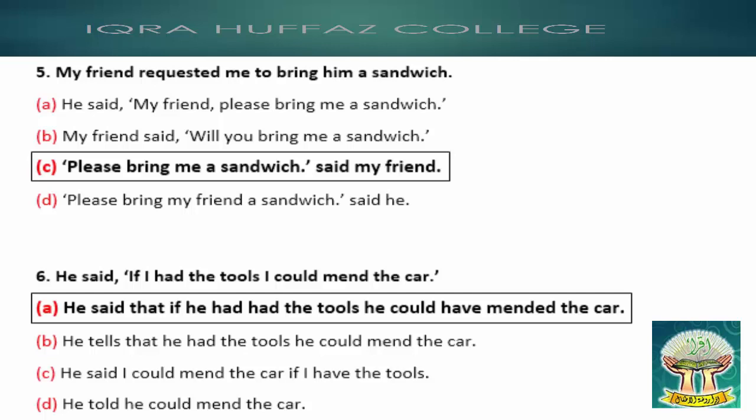Sentence number 6. He said, if I had the tools, I could mend the car. Option number A is correct. He said that if he had the tools, he would have mended the car. When we say, if I had the tools, so this is past simple. Past simple goes to past perfect. If he had the tools.